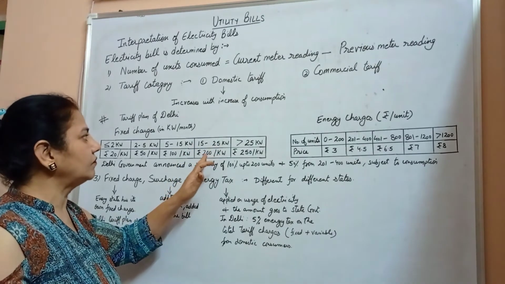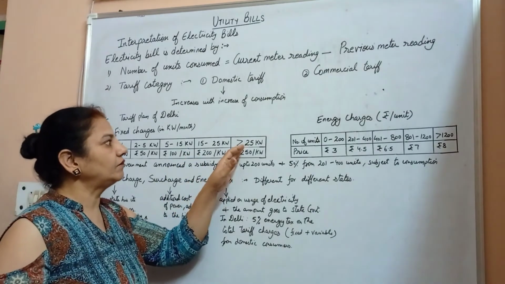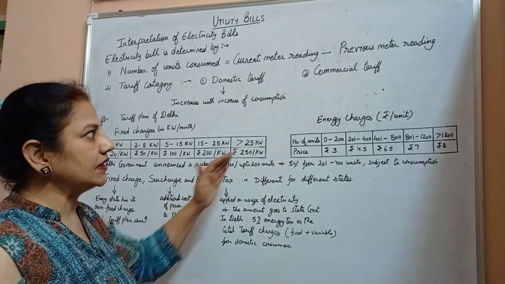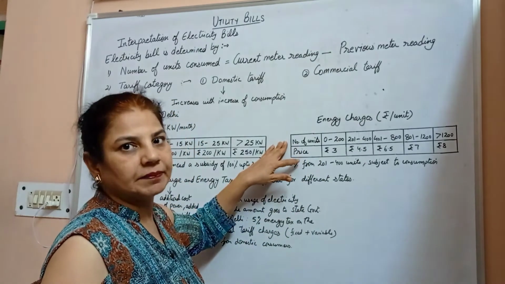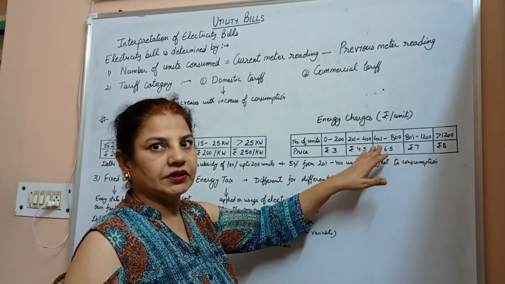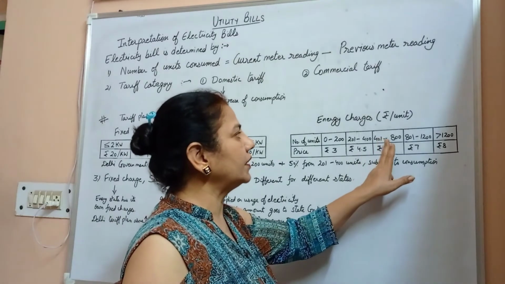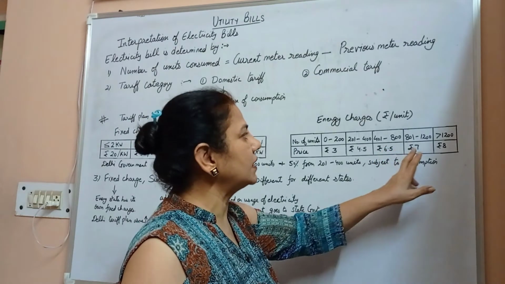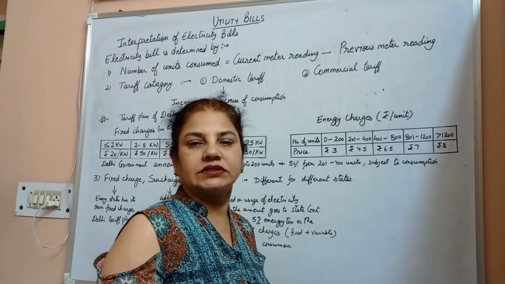Between 15 to 25 kilowatt, fixed charges are 200 rupees per kilowatt, and for greater than 25 kilowatt, it is 250 rupees per kilowatt. Similarly, energy charges in rupees per unit: for 0 to 200 units, rupees 3 only. For 201 to 400 units, rupees 4.50. For 401 to 800 units, rupees 6.50. For 801 to 1200 units, rupees 7, and greater than 1200 units, rupees 8.